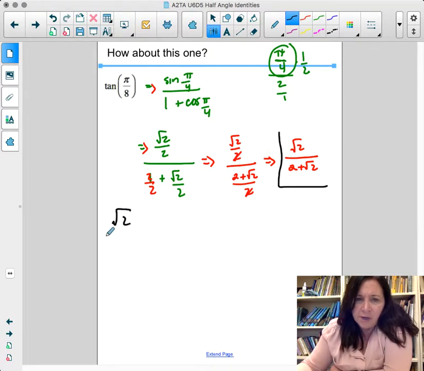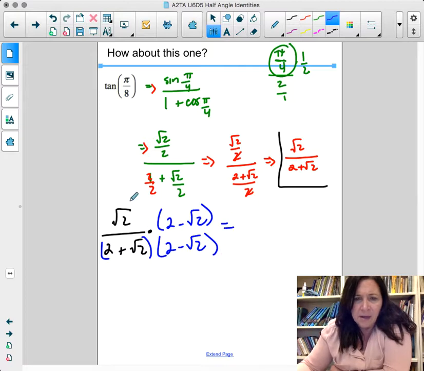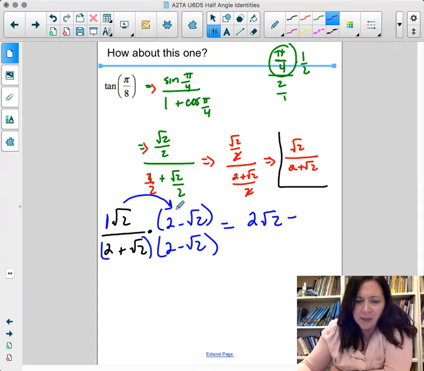So I'm going to come over here. I get 2 plus the square root of 2. Now what I'm going to do is multiply it by its conjugate, which is 2 minus the square root of 2 over 2 minus the square root of 2. And I'm going to get 2 times this. Now, keep in mind, numbers get multiplied by numbers. See this 1 out in front? That's what 2 gets multiplied by. So now we have 2 root 2 minus, and then you have root 2 times root 2, which is square root of 4, which is 2.